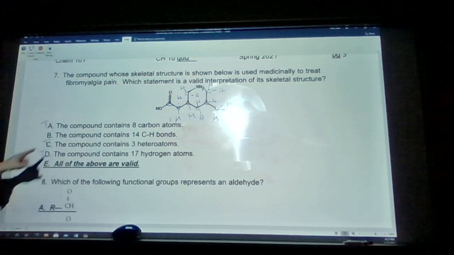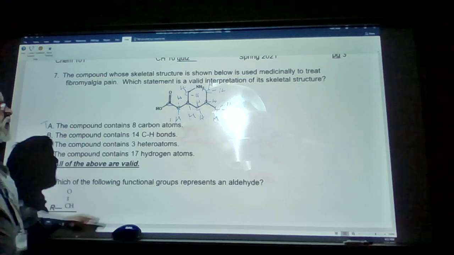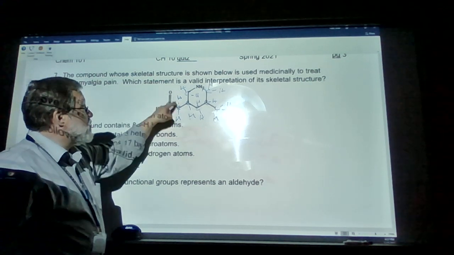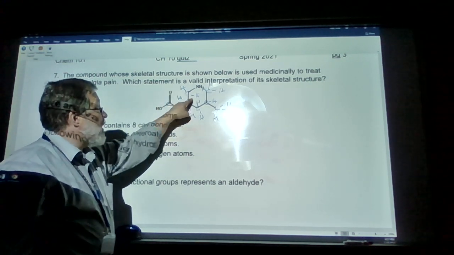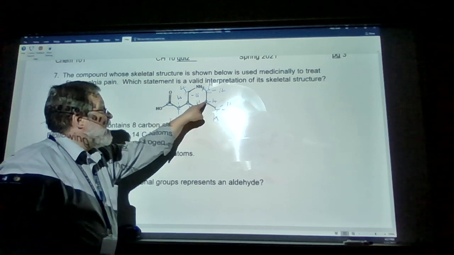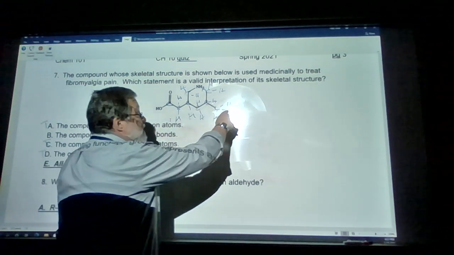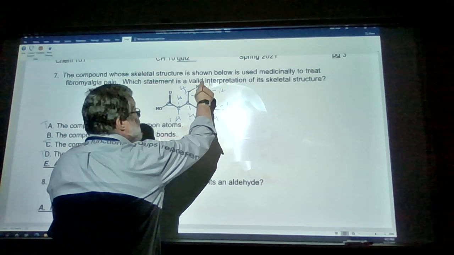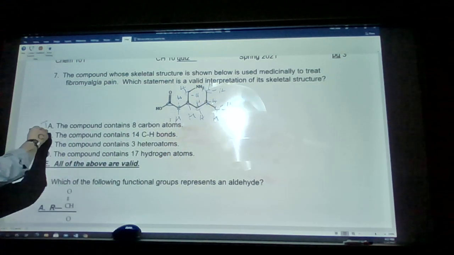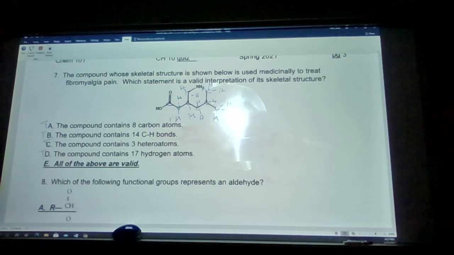That one is true. The compound contains 14 CH bonds. 1, 2, 3, 4, 5, 6, 7, 8, 9, 10, 11, 12, 13, 14. So A, B, C, and D are true. Therefore, all of the statements are valid.